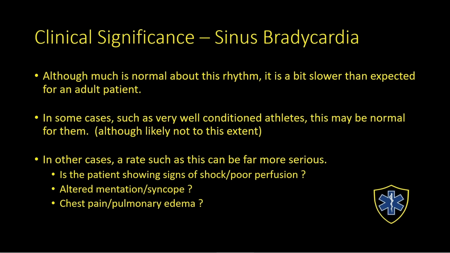Let's say they've got a strong radial pulse. BP is 110 systolic. Their mental status is totally normal, no chest pain, no complaint whatsoever. Let's just say we're treating them for an isolated orthopedic injury, and they appear to be very athletic. This could be totally normal for them.